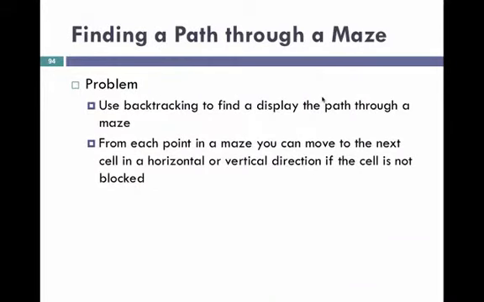So our problem is to use backtracking to find and display the path through a maze. From each point in the maze, you can move to the next cell in a horizontal or vertical direction if the cell is not blocked.